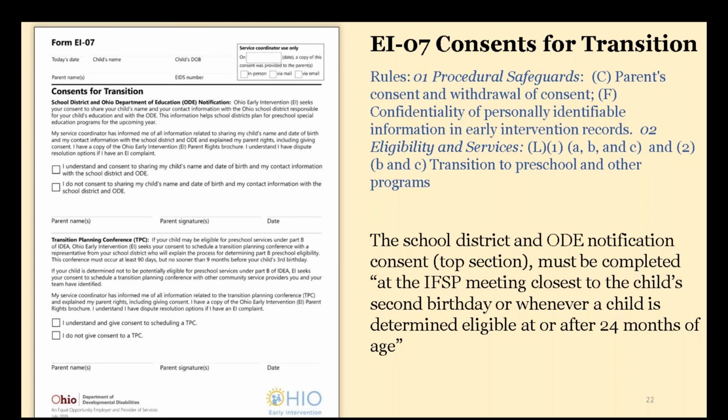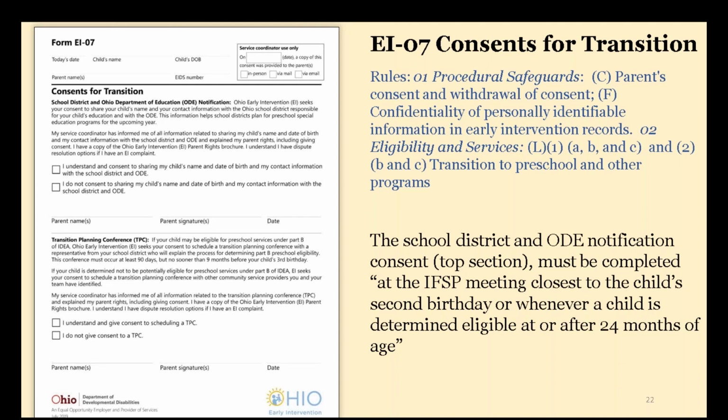This form only covers consent for sharing PII with the LEA and ODE. Form EI-06, consent for release of record and exchange of information, is still required to release child records and/or exchange information with the LEA.